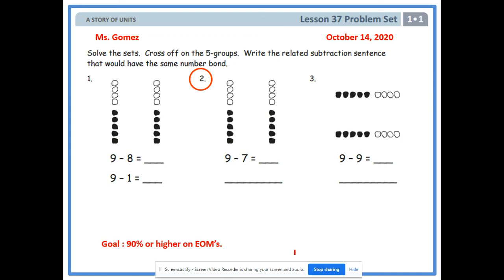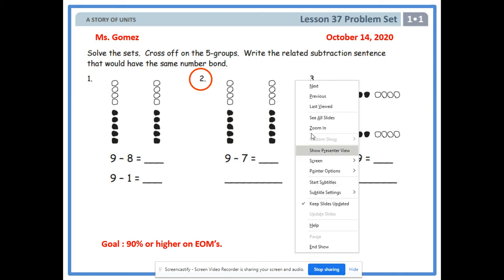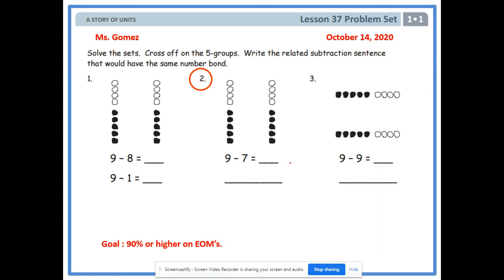Awesome. So let's go ahead and do number 1 together, and then I will let you know about our must-do problems. So the instructions say, solve the sets, cross off on the 5 groups, write the related subtraction sentence that would have the same number bond. All these words we've heard of while we were practicing. So look at number 1.